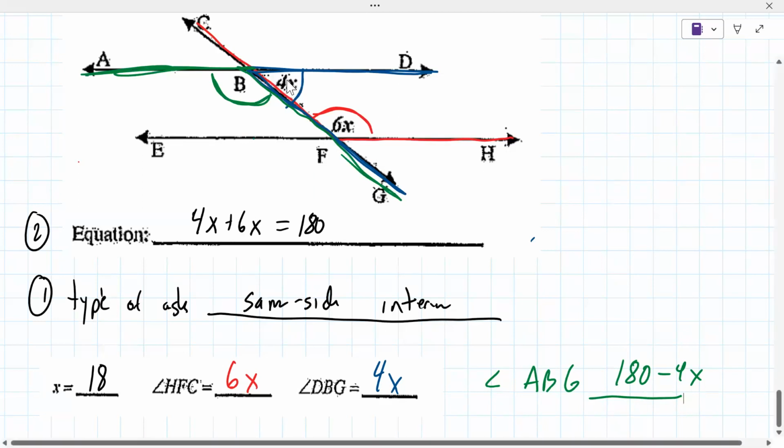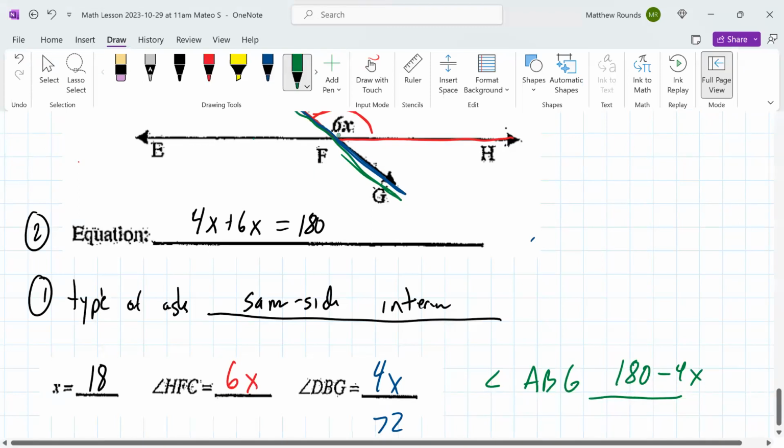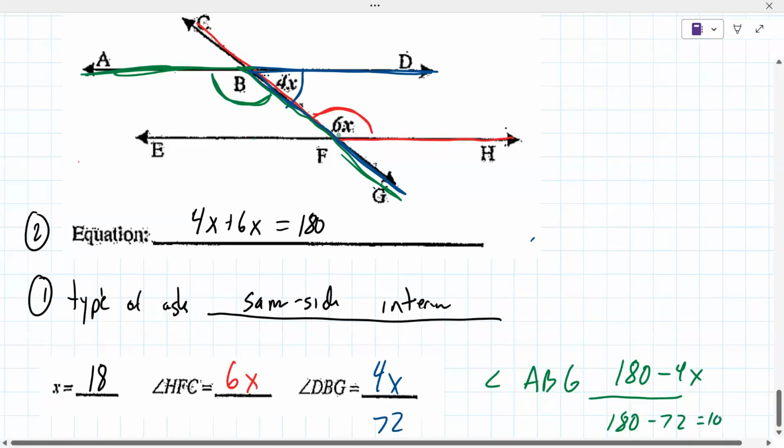So you said 4x, this DBG was 72. You would have figured out that that was 72, so this other one would have been 108. That's 180 minus 72, which is 108, which shouldn't have been surprising because B and 6x are alternate interior angles. Or you could say, oh yeah, it's 6x. There are a lot of ways to find these.